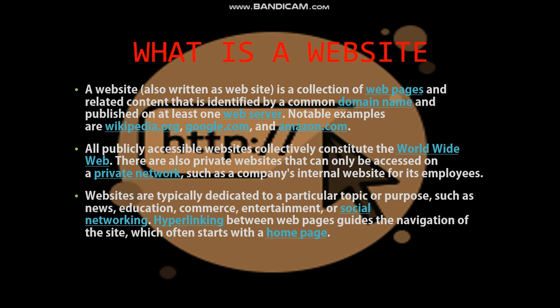What is a website? A website, also written as web site, is a collection of web pages and related content that is identified by a common domain name. So, a website is a collection of web pages, not just a web page like a sales page. When we are talking about websites, google.com is a website, wikipedia.org is a website, amazon.com is a website, because they have different pages. The login page at amazon.com is a page on its own. After logging in, your dashboard is a page on its own. The page where you add to cart and pay with your card is a page on its own. So it has several pages that constitute the website.